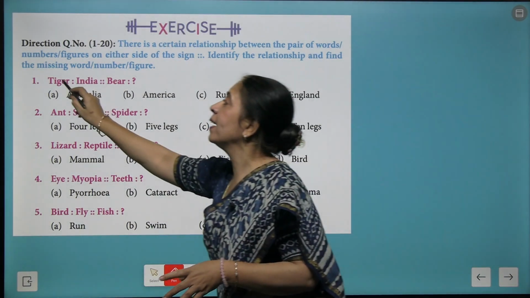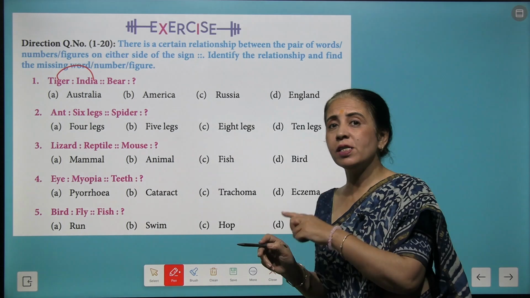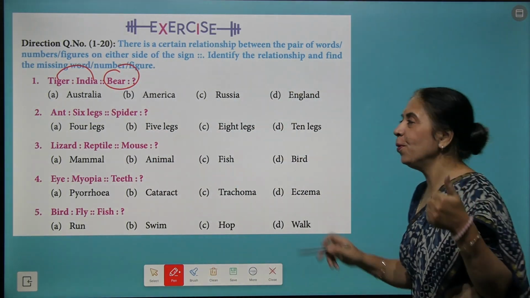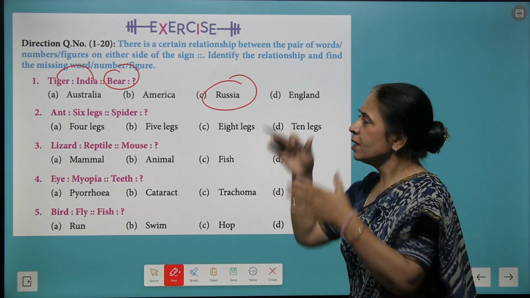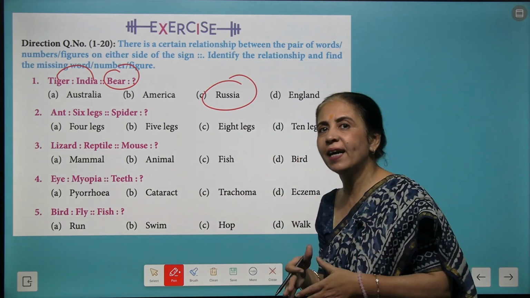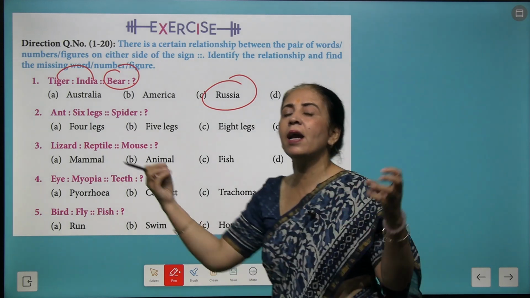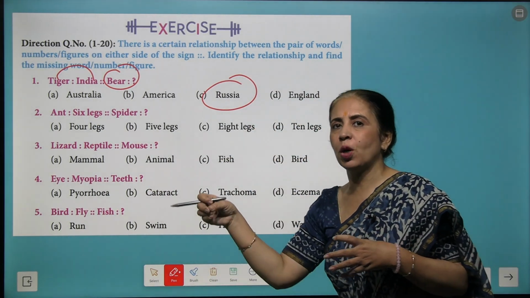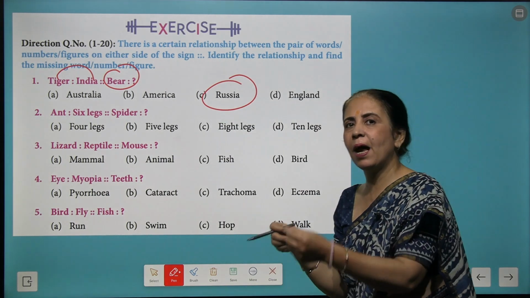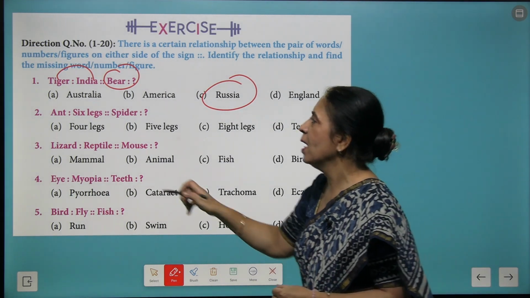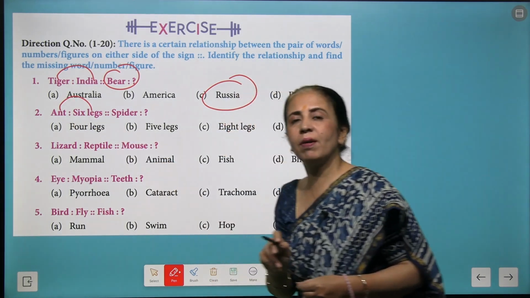Here we find that tiger is the national animal of India. So bear is the national animal of which country? Beautiful, that's Russia. Similarly, every time you'll find a new question, you'll have to create the relation and understand what type of analogy is created, and then based on it you have to find the missing number, missing word and missing figure, whatever is there.